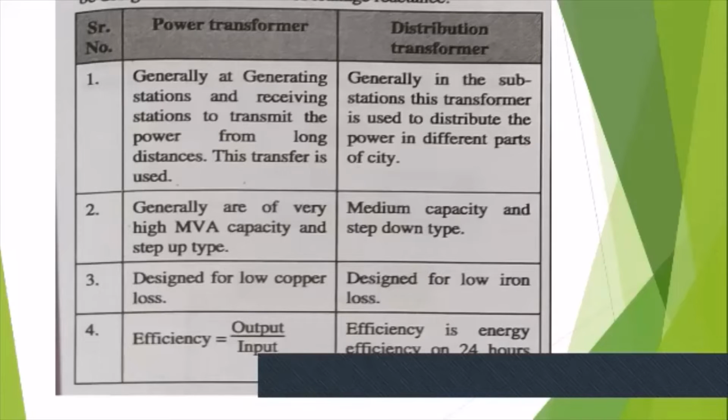So generally, here is the full difference between power transformer and distribution transformer. Generally at generating stations and receiving stations, to transmit the power over long distances, the power transformer is used. The distribution transformer is used to distribute the power in different parts of the city.